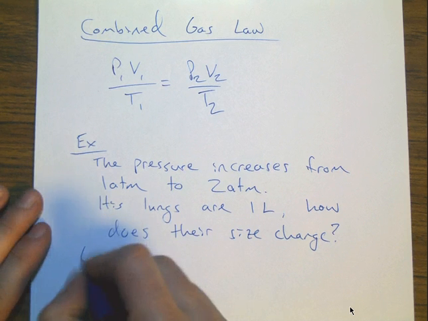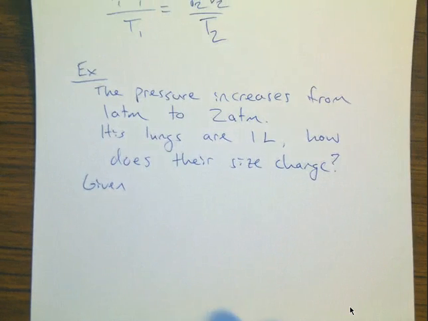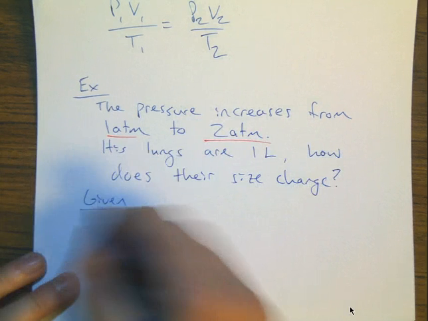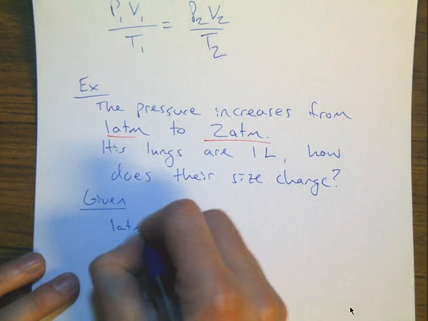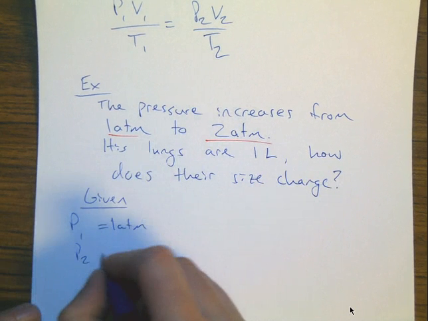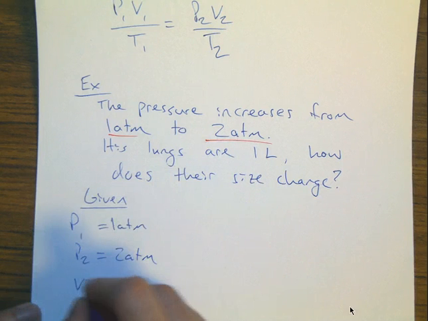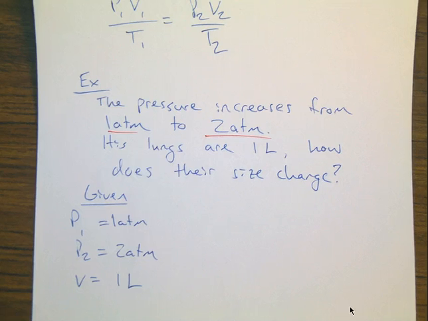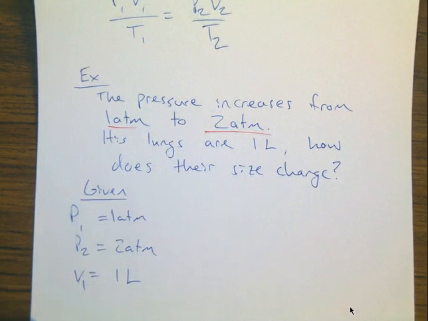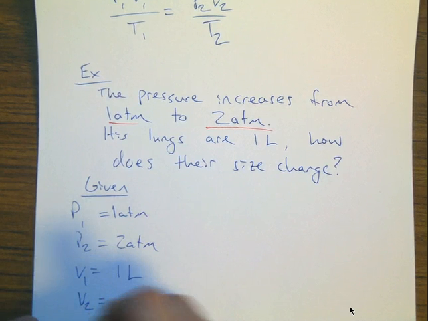So anyhow, given information. We're going to break this problem down by isolating the numbers that were given to us. The numbers I was given were atmospheres going from 1 to 2. Because it's starting at 1 atmosphere, we write P1. It's going to 2 atmospheres, so we label that P2 equals 2 atmospheres. We have our volume, which is 1 liter. That's the volume before the change, so I'm going to write it as V1. Since I'm trying to figure out what it changes to, I'm going to write V2 equals question mark.